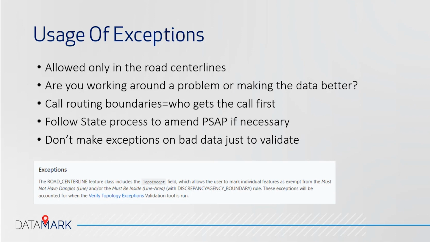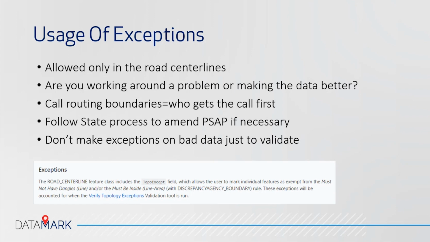The screenshot that I included below just talks about exceptions, and it basically says that the road centerline feature class includes a topo accept field. So when we say field, we mean that there's a column within the data that is called topo accept. So essentially that's the field in which you would mark the exception. So the exceptions are must not have dangles, and that means that a road just dead ends. Everybody is probably going to have those in their data set. Okay. It's either a true dead end or it's something like a cul-de-sac. So it has to be marked as an exception, and also must be inside discrepancy agency boundary.